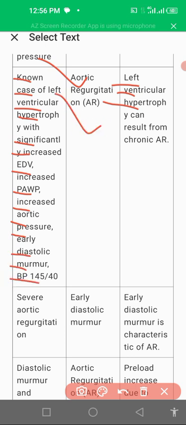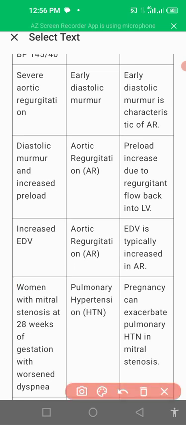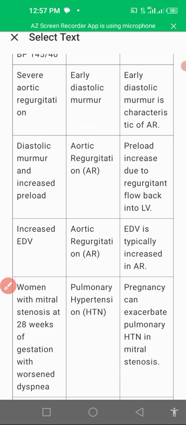This results in aortic regurgitation. Aortic regurgitation also has water hammer pulse present, wide pulse pressure, and severe aortic regurgitation has an early diastolic murmur, and early diastolic murmur is a clinical feature of aortic regurgitation. Increased preload, increased end-diastolic volume, and left ventricular hypertrophy will be there in aortic regurgitation.